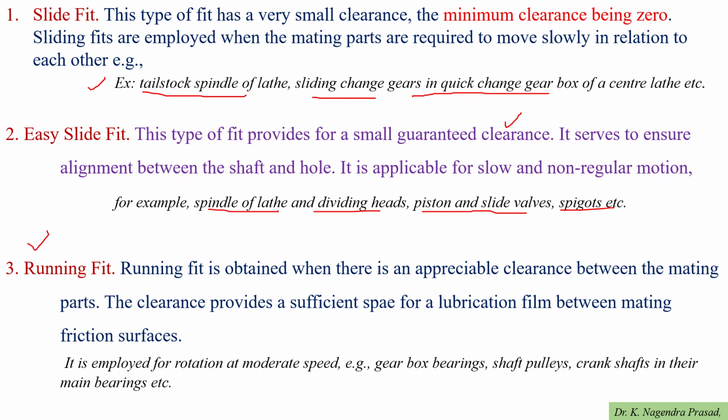Running fit is obtained when there is an appreciable clearance between the mating parts. The clearance provides sufficient space for a lubrication film between the two mating friction surfaces. In general, running fit is employed for rotation at moderate speed. For example, gearbox bearings, shaft pulleys, and crankshafts in their main bearings. These are all examples of the running fit.